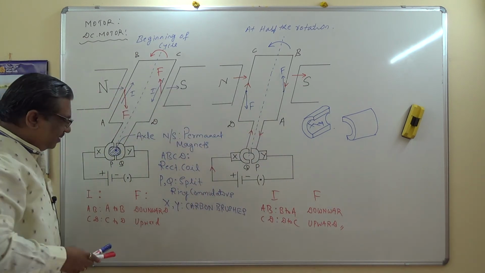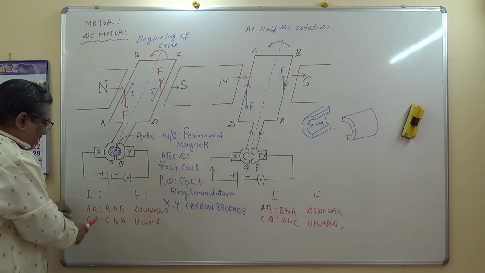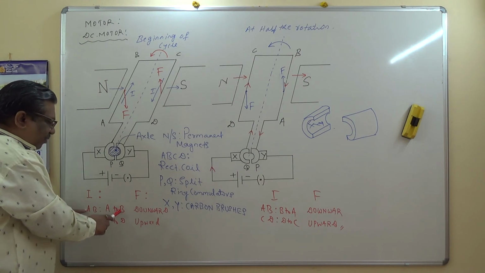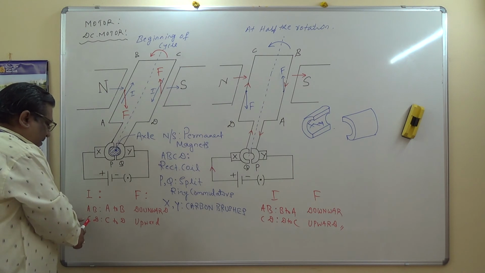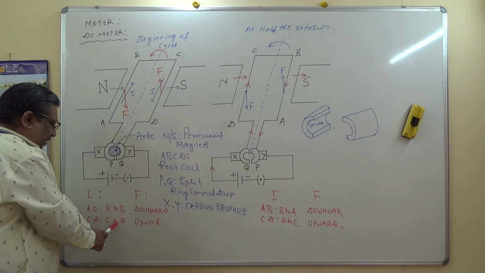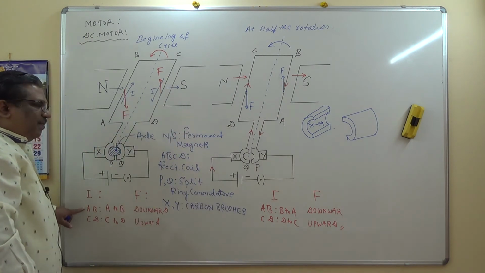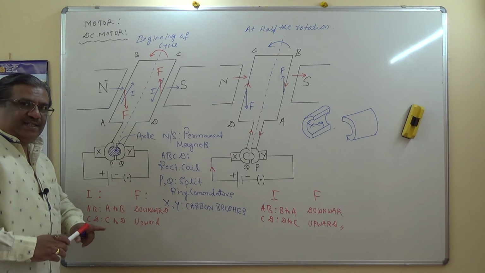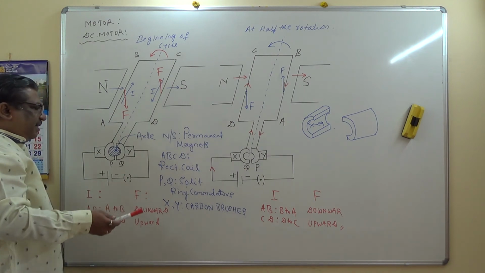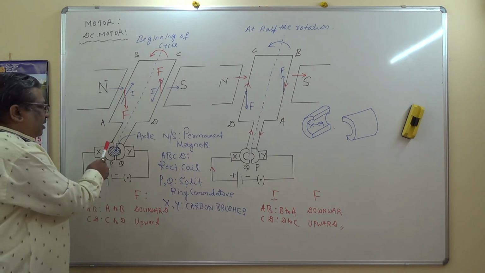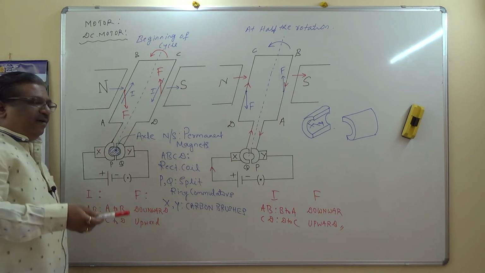Very important comparison. Arm AB, first case, second case, I am comparing now. Arm AB, current flows from A to B in the beginning. Now it is from B to A. Arm CD, current flows from C to D in the beginning. It is D to C. That means the current in arm AB and CD got reversed. Is it clear from this one? The current got reversed, and how is it getting reversed? Because the split ring commutator is responsible for changing the direction of the current here.